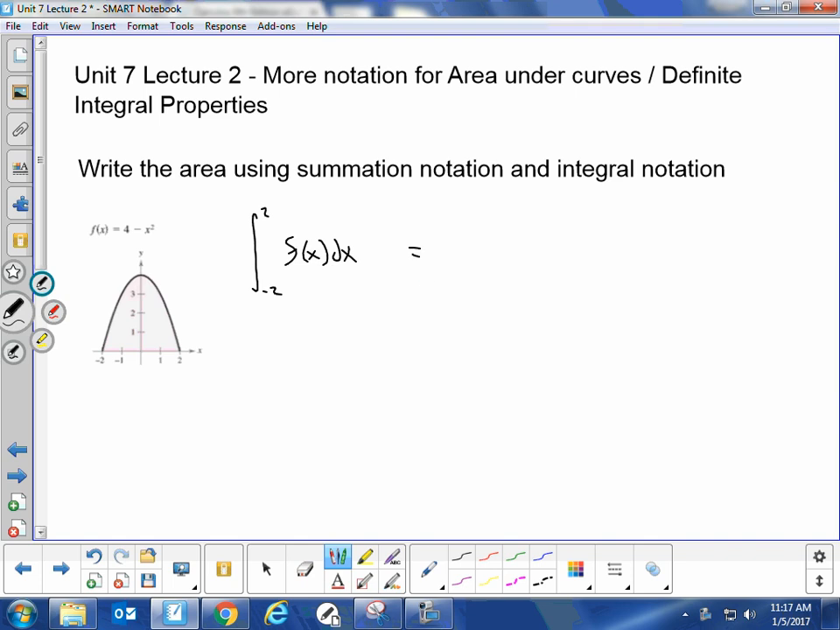And of course, if you don't want to use f of x, you can use the equation 4 minus x squared, and it's the same thing. When you use 4 minus x squared, you should put parentheses around it, just so that you kind of know that it's the infinite sum of these heights times the consistent width.